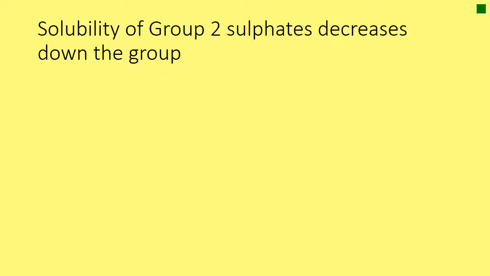Now we're going to switch to the sulfates, the group 2 sulfates. So let's just write out the formula of one of these. So calcium, the sulfate ion, as you know, is SO4, that's a 2- ion, and so that would be a formula of a group 2 sulfate. And when we look at their solubilities, we see that in contrast to the hydroxides, the solubilities decrease down the group. So magnesium hydroxide, for example, is going to be much more soluble than barium hydroxide.